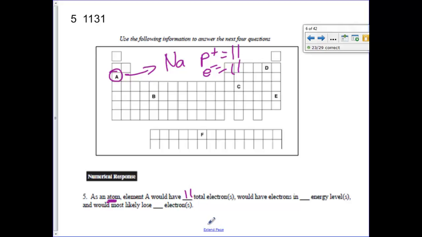And then new question, it's about energy levels. Well, this is energy level number 1. This is energy level number 2. This is energy level number 3. So there are 3 energy levels. And then last number, it's going to lose some electrons. Sodium is +1. So that means it wants to lose 1 electron. So it wants to lose 1 electron.